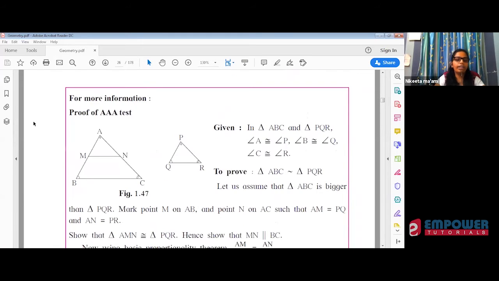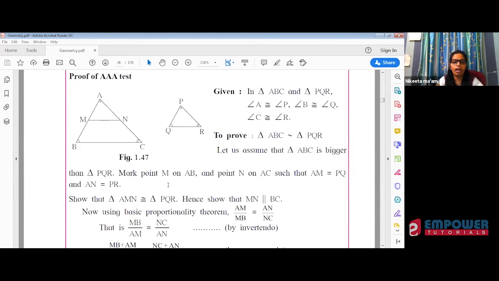So here they have shown how to identify which side is proportional to which side. Here, if A is congruent to P, then BC upon QR, AB upon PQ, and AC upon PR are in proportion. This is how they have proved it using the basic proportionality theorem. What they have done is drawn MN parallel to BC. So according to the basic proportionality theorem, AM upon MB will be equal to AN upon NC.